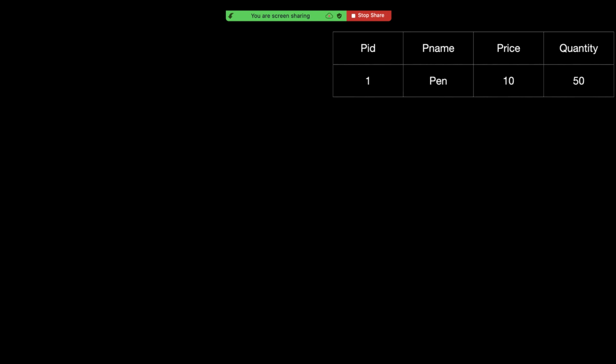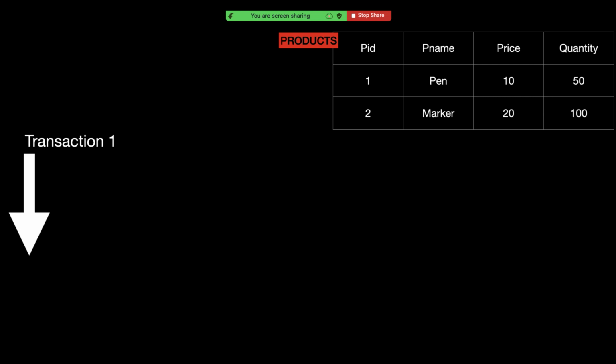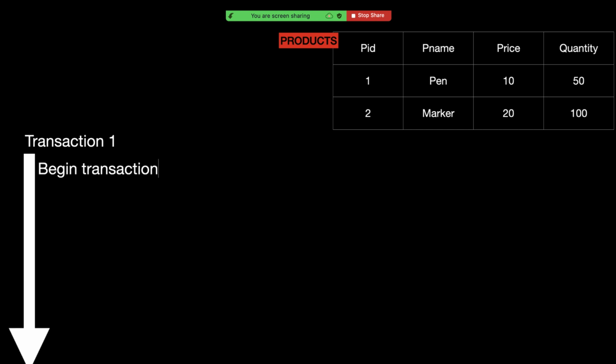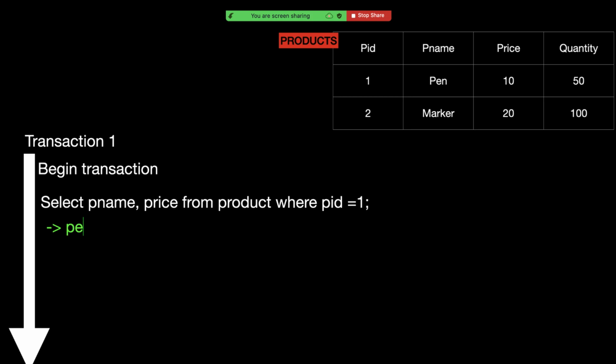Non-repeatable read. So what do you mean by non-repeatable read? Imagine you have a product table, and inside it you have a transaction 1. Let's say transaction 1 is starting over here, begin transaction, and we are selecting the P name and price from the product. Now it is giving us pen and 10. Obviously the P name is pen and 10 is the price, so I'm getting this as output.